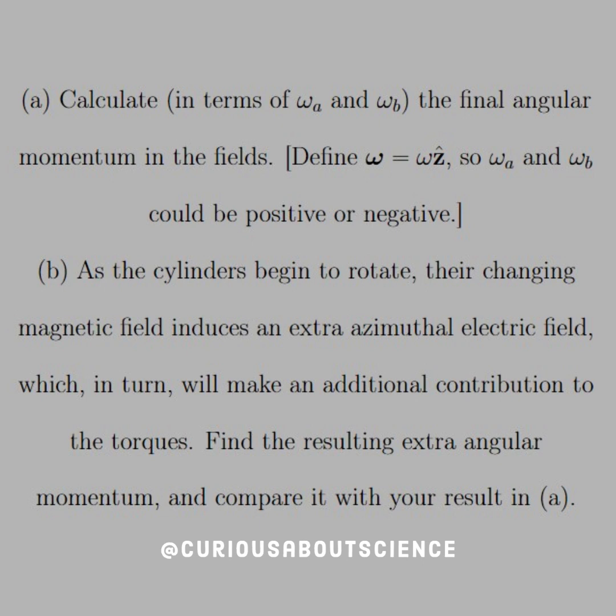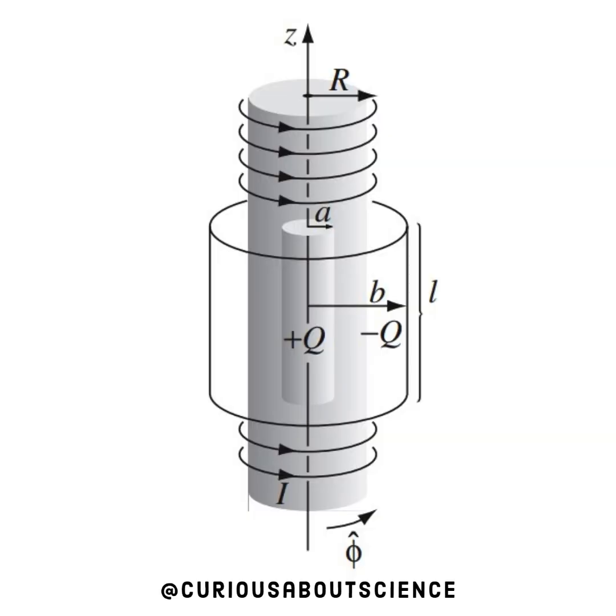the fields, where we define omega equal to omega z hat, so omega A and omega B could be positive or negative. B, as the cylinders begin to rotate, their changing magnetic fields induce an extra azimuthal electric field, which in turn will make an additional contribution to the torques. Find the resulting extra angular momentum and compare it with the results you found in A. Alright, let's go ahead and see what the diagram shows. Here again, we've seen the solenoid and cylinder setup, so I'm not going to spend too much time on it, but it's going back to this question.